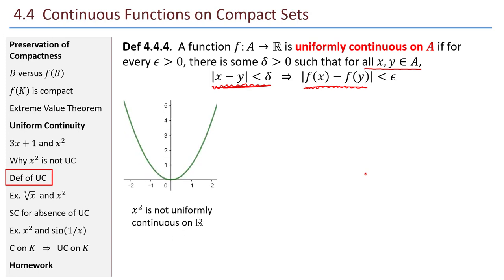The function x squared is not uniformly continuous. That was the g that we just looked at previously. The idea is, as I move to the right, that x and y being close to each other, the function values are going to get more and more spread out as I go.